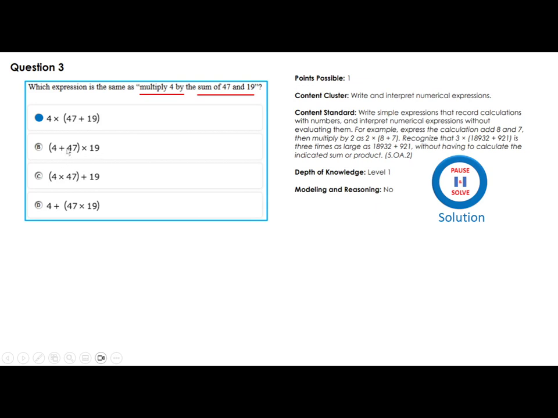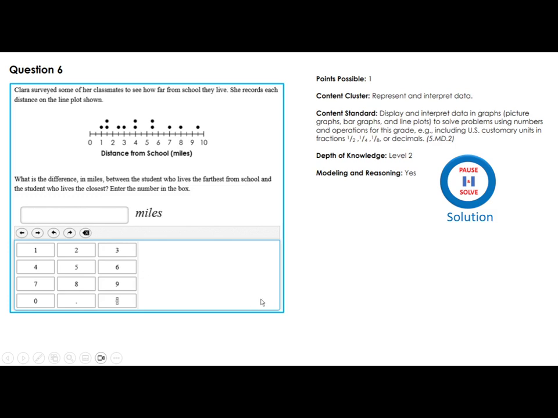This one is different. This one is actually multiply 19 by the sum of 4 and 47. This one here is add 19 to the product of 4 and 47. This one here is add 4 to the product of 47 and 19. Don't forget, once you see this here, to pause, solve, and come back.